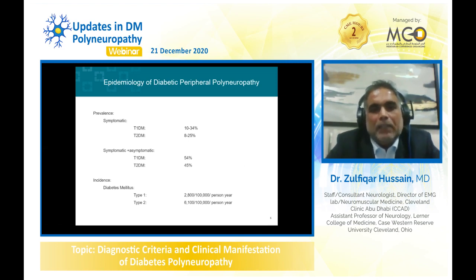As I said, the prevalence is hard to interpret based on the studies, but if we look at the studies, the prevalence is of symptomatic neuropathy.